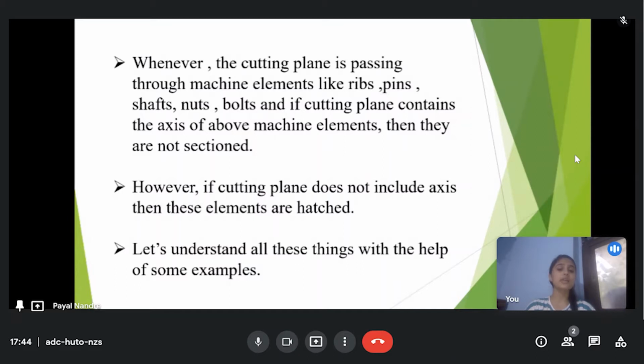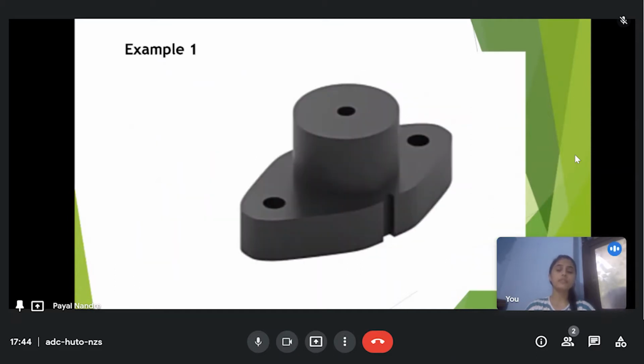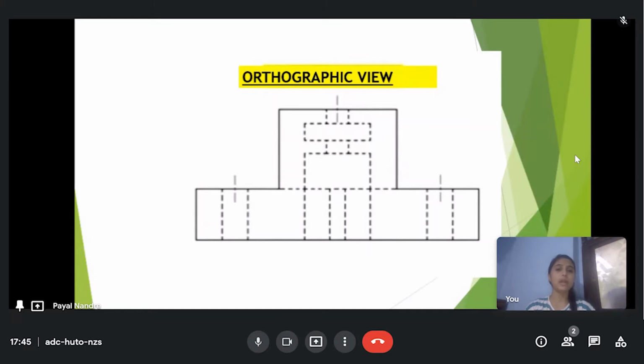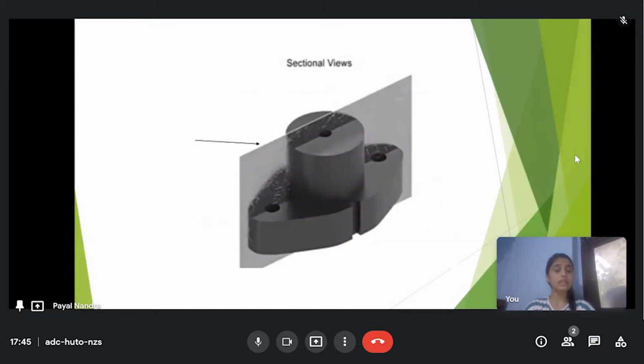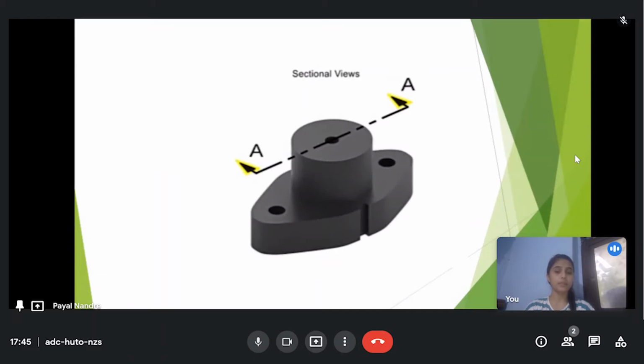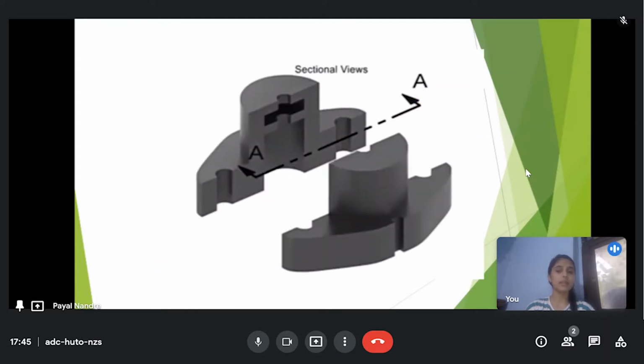Let us understand all these things with the help of some examples. This is our first example. Now we are going to see the sectional orthographic projection of this example. This is the orthographic projection of this example. Now this is the plane which is going to cut the object into two different parts, and this is known as the cutting plane. On paper, it is not easy to show the cutting plane. That is why we are going to use this line, which is known as the cutting plane line.